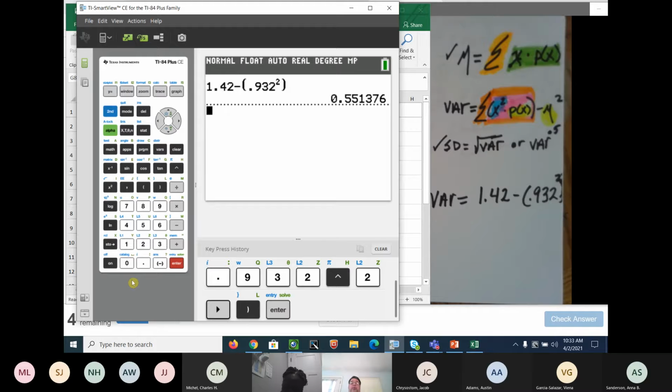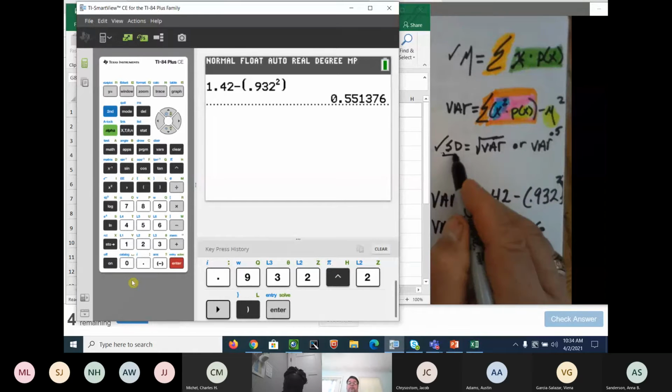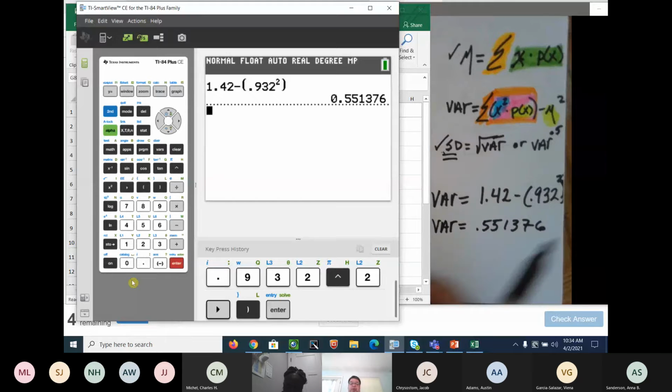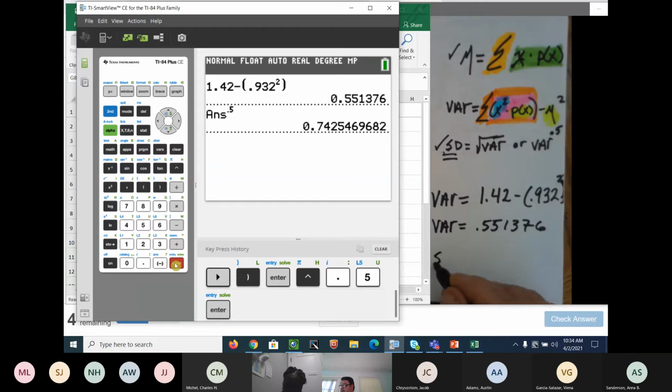What did y'all get? I got 0.551376. Somebody confirm that for me. That's correct. Yep, that's what I got. Okay, now that's the variance. What do we want? We want the standard deviation, so I'm going to raise that to the 0.5 power. And that's your standard deviation. 0.7425469, blah, blah, blah. And that is what I'm going to ask you on the test.